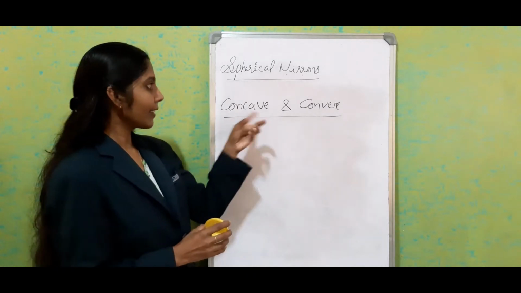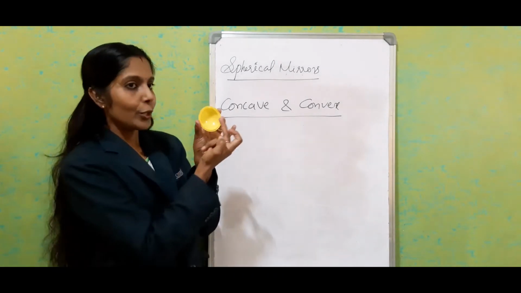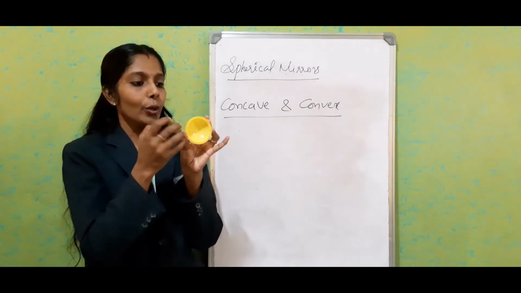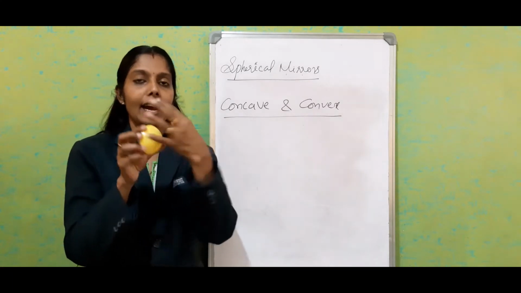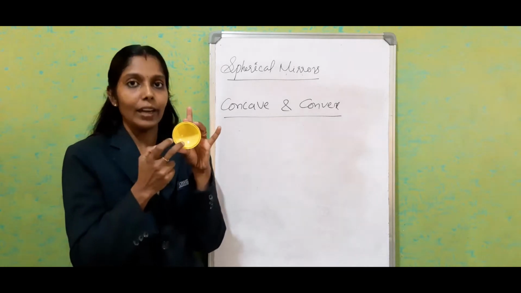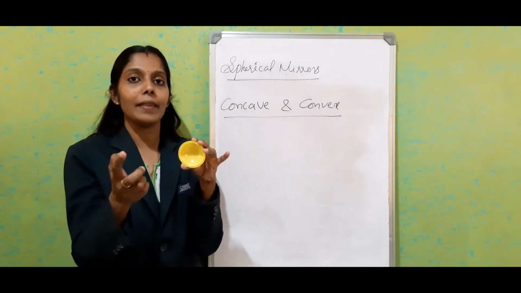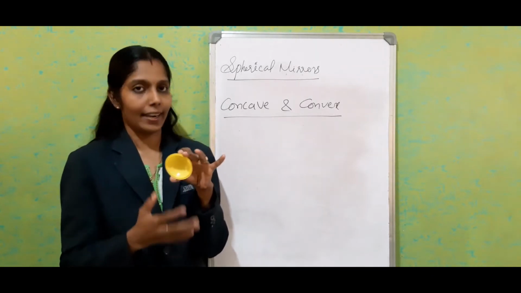The word cave, we all know that. What is the meaning of cave? So just consider this caved part or inward part. If this inward part is the reflecting surface and the other part is coated with silver oxide, we can call it a concave mirror. So concave mirror means, keep that word in your mind, cave. That caved part is the reflecting surface.